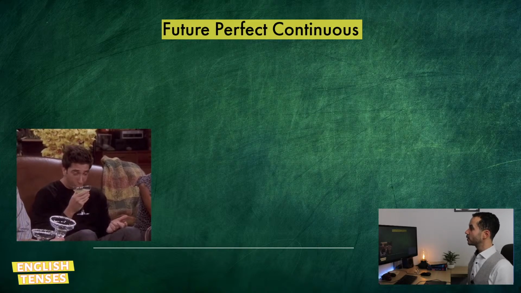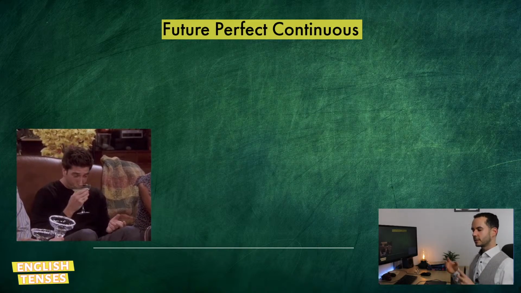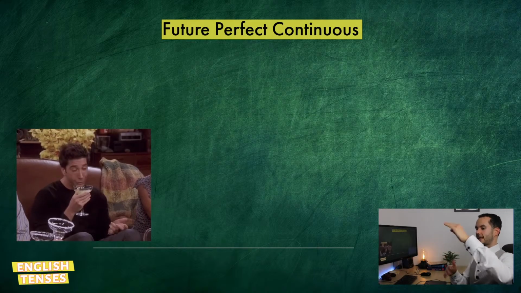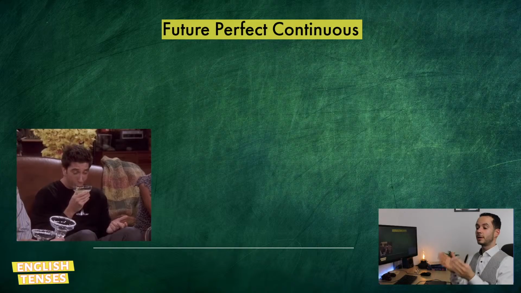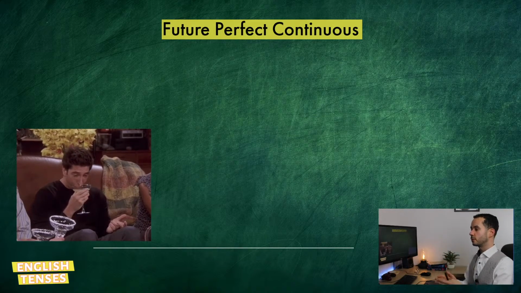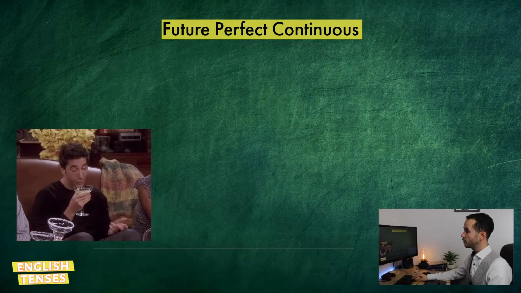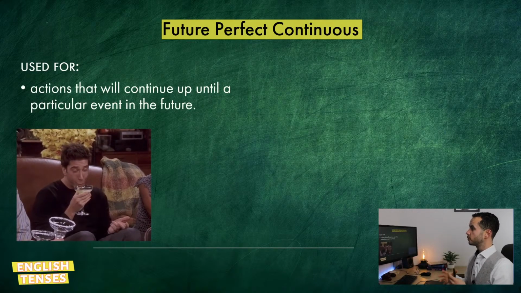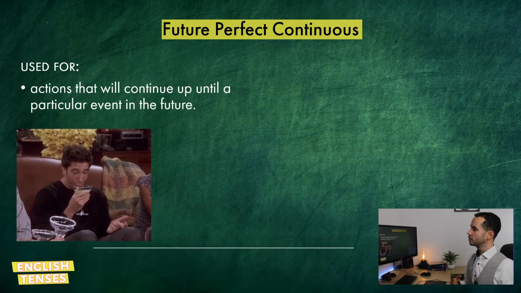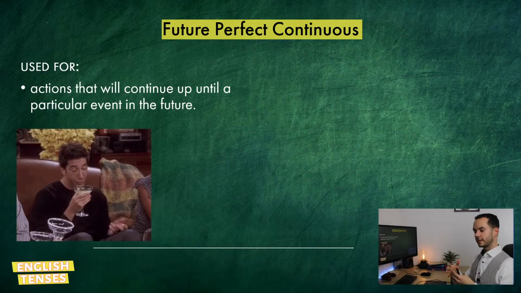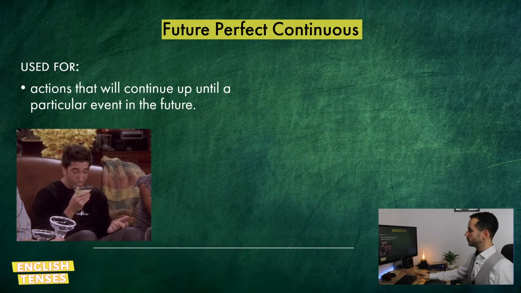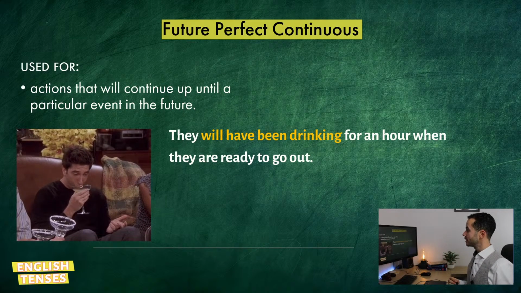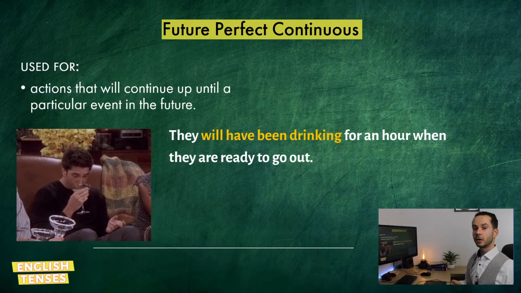Right, here we have future perfect continuous. So it's a combination of future perfect and future continuous. Again, if you remember from the continuous thing, it's always duration. Continuous focuses on duration. So, we use future perfect continuous for actions that will continue up to a particular event in the future. Again, continue, duration, it's longer. So, they will have been drinking for an hour when they are ready to go out.